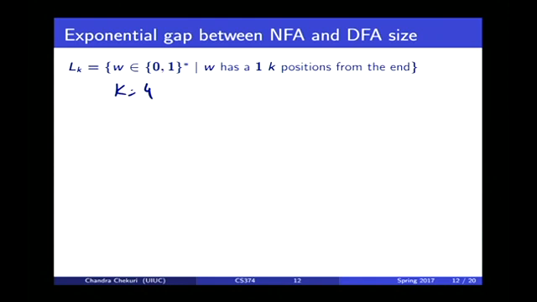Let's recap the understanding of this. It means that I should have 1 followed by some 3 things, and I can have any prefix. Those are all the strings in this language. Is this language clear? I should see a 1 in the k-th position from the end of the string, right?